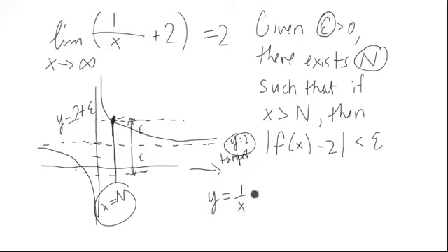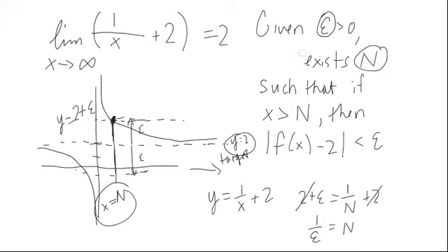Y is equal to 1 over x plus 2. So we plug in n for x, so we have 1 over n plus 2. And for y, we plug in 2 plus epsilon. Now we find a relationship between n and epsilon by solving for n. Subtract 2 from both sides, and then take a reciprocal of both sides. N will be equal to 1 over epsilon, which makes sense because we want n to be large, and if epsilon's small, that works.